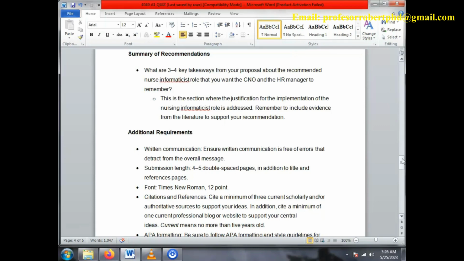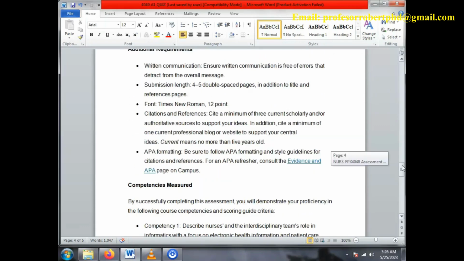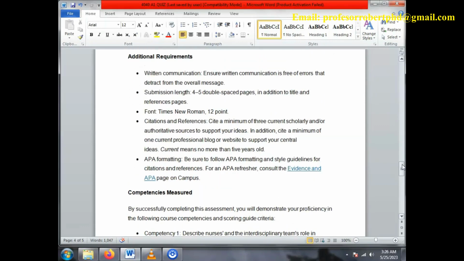Additional requirements. Written communication. Ensure written communication is free of errors that detract from the overall message. Submission length. 4-5 double-spaced pages, in addition to title and references pages. Font. Times New Roman, 12 points. Citations and references. Cite a minimum of 3 current scholarly and/or authoritative sources to support your ideas. In addition, cite a minimum of 1 current professional blog or website to support your central ideas. Current means no more than 5 years old.